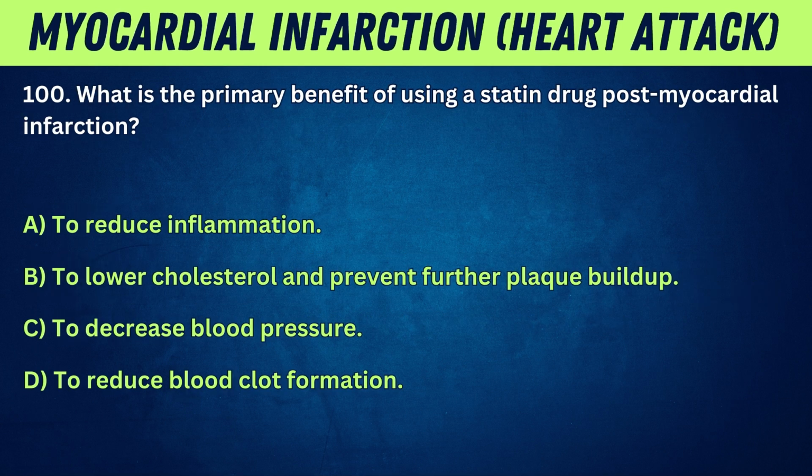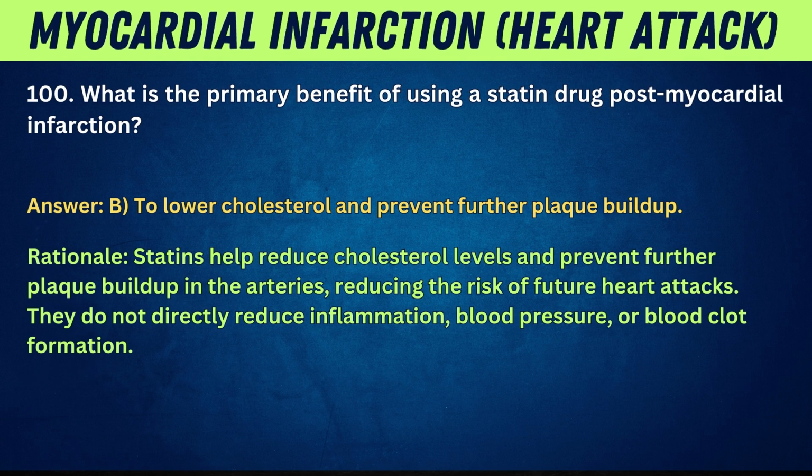100. What is the primary benefit of using a statin drug post-myocardial infarction? A. To reduce inflammation. B. To lower cholesterol and prevent further plaque buildup. C. To decrease blood pressure. D. To reduce blood clot formation. Answer: B. To lower cholesterol and prevent further plaque buildup. Rationale: Statins help reduce cholesterol levels and prevent further plaque buildup in the arteries, reducing the risk of future heart attacks. They do not directly reduce inflammation, blood pressure, or blood clot formation.